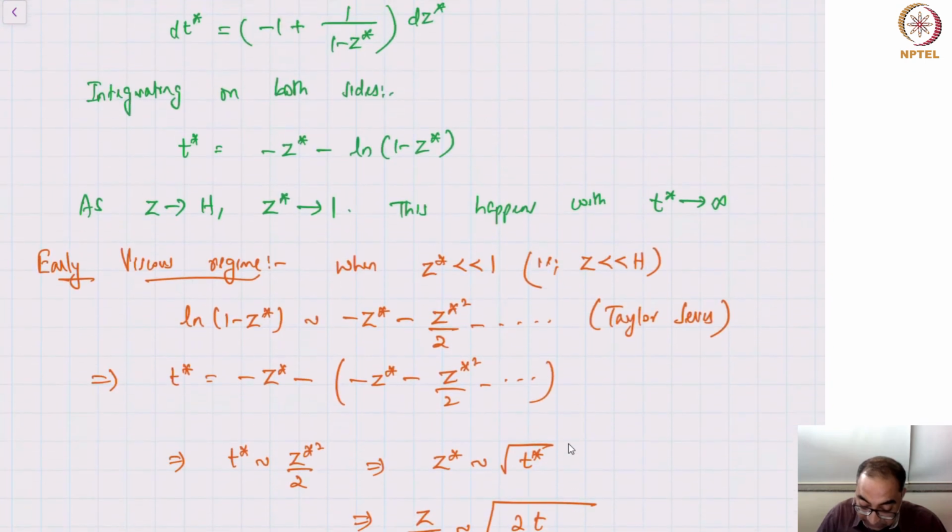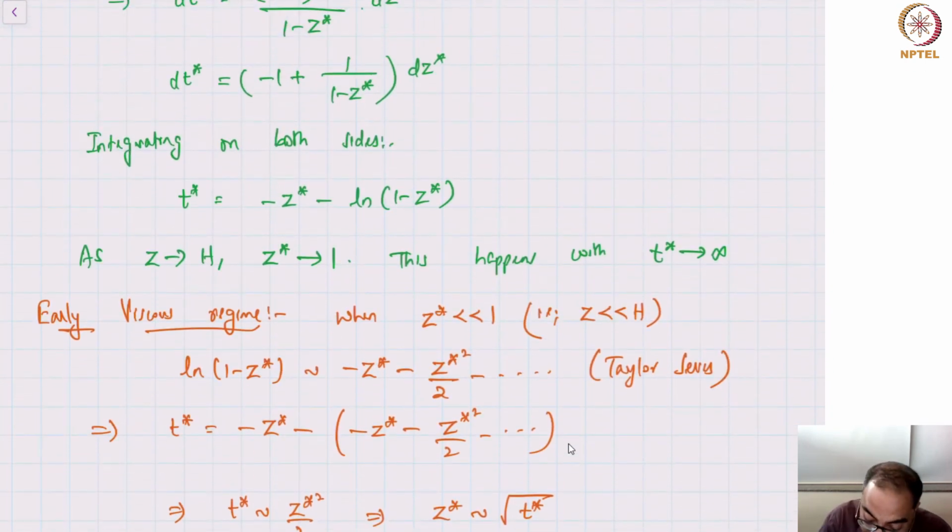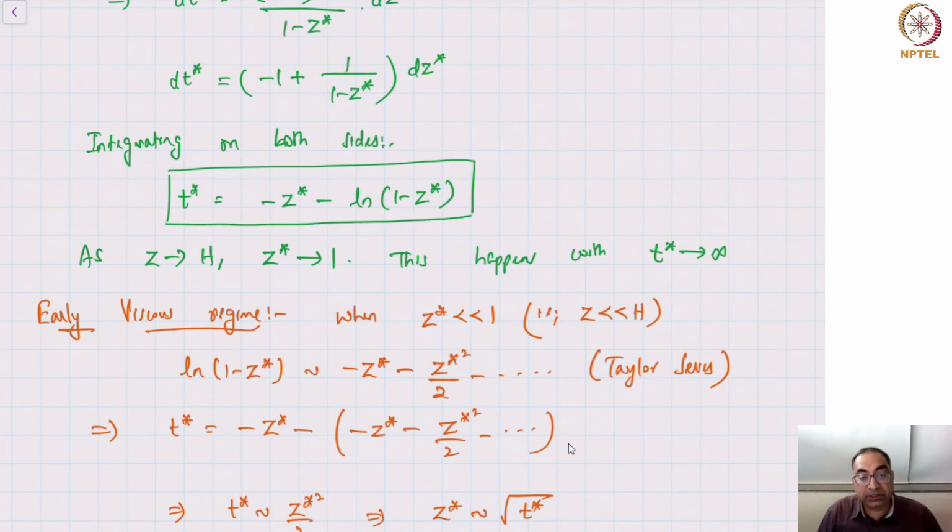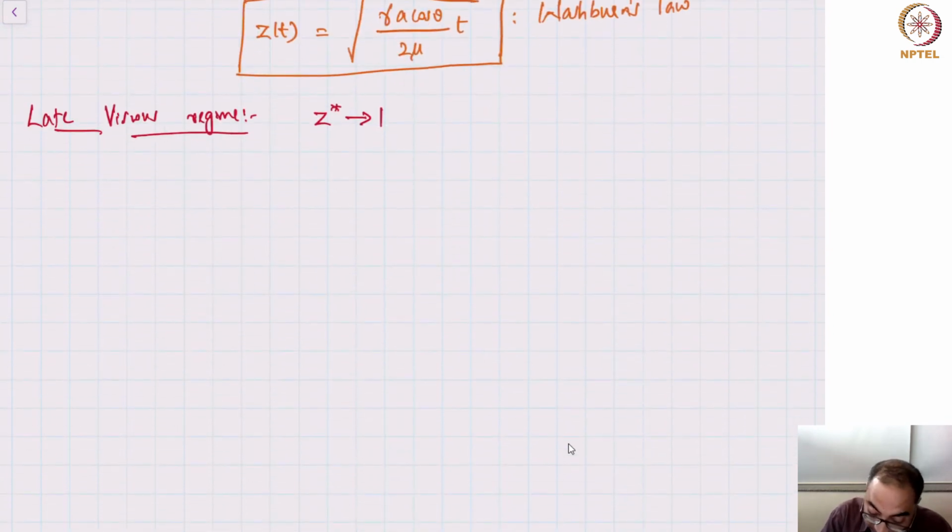And if you look at this equation that I have in green, t star, let me highlight that equation. Now when z star approaches 1, t becomes very large, which is something that we have seen. Now if you look at the two terms on the right hand side, we have minus z star and we have a logarithmic term. The logarithm term becomes very large compared to z star, and therefore this equation approximately becomes t star is approximately minus logarithm of 1 minus z star.